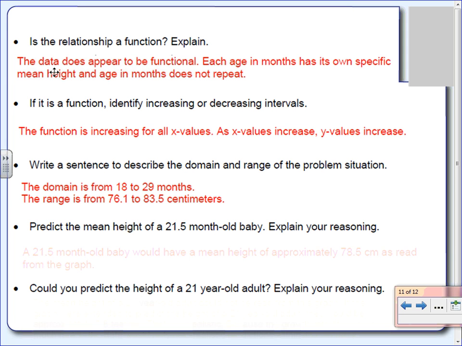Okay. So for a 21.5 month old baby, we can expect the height to be somewhere around 78.5. And you can tell this both in the graph and by looking at the table.